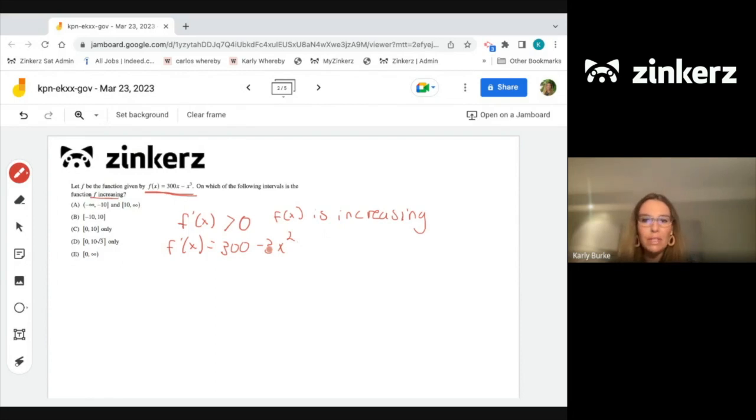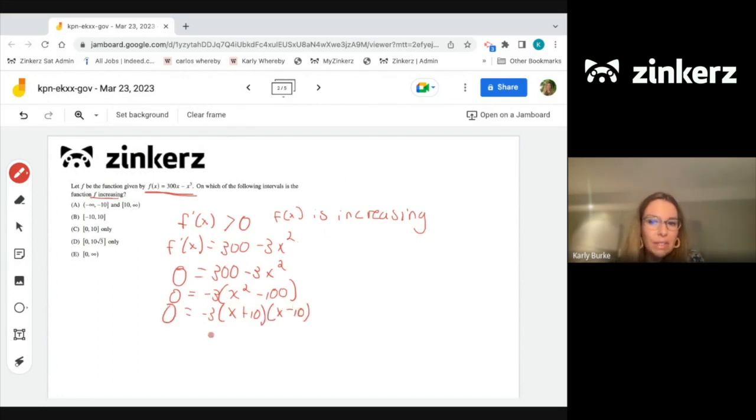So how do we figure out where this is increasing? Well, we need to figure out where it's equal to 0 first, so we're going to set it equal to 0. I'm going to factor out a negative 3 and rewrite this as x squared minus 100. Then we factor this to x plus 10 times x minus 10, and all we're doing here is figuring out the zeros are at x equals negative 10 and 10. So the next thing to do is draw your number line.